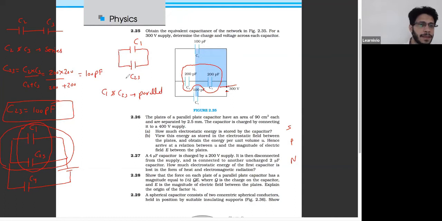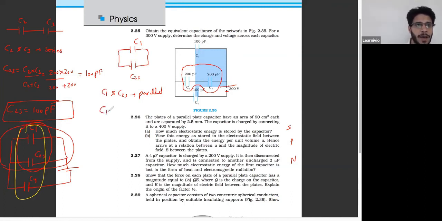One more thing. Can I consider all these three in parallel? Yes or no? Afroza says no. Okay? No. All three, C1, C23 and C4, we can't consider them in parallel. The reason is that C23 and C4 are not connected end to end. Yes, there is a battery in between, very right. So C23 and C4 are not connected in parallel. So only C1 and C23 are in parallel.